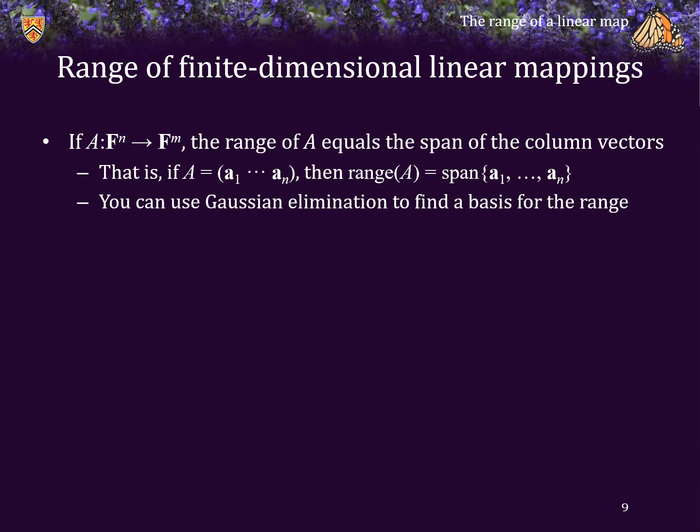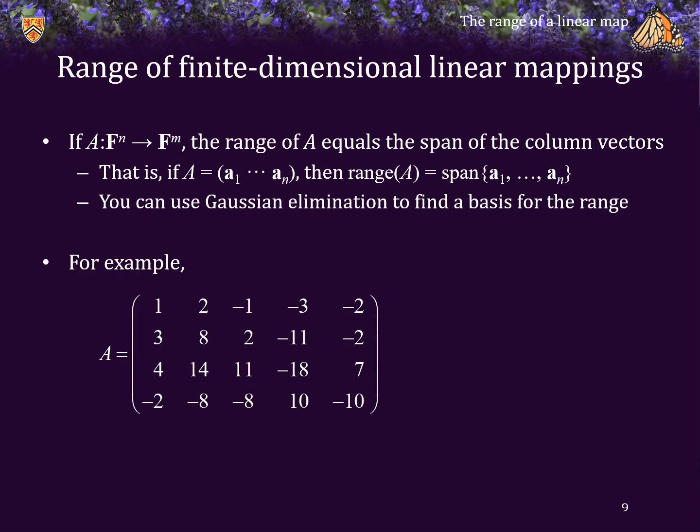You can, of course, use Gaussian elimination to find a basis for the range. For example, here's the matrix A. It is 4 by 5, and therefore it maps R to the 5 to R to the 4. So therefore, the codomain is a 4-dimensional vector space. Now, if we wanted to determine a basis for the range, of course, the range is just all linear combinations of those 5 vectors, but if we want some more information, we can find a row equivalent matrix.